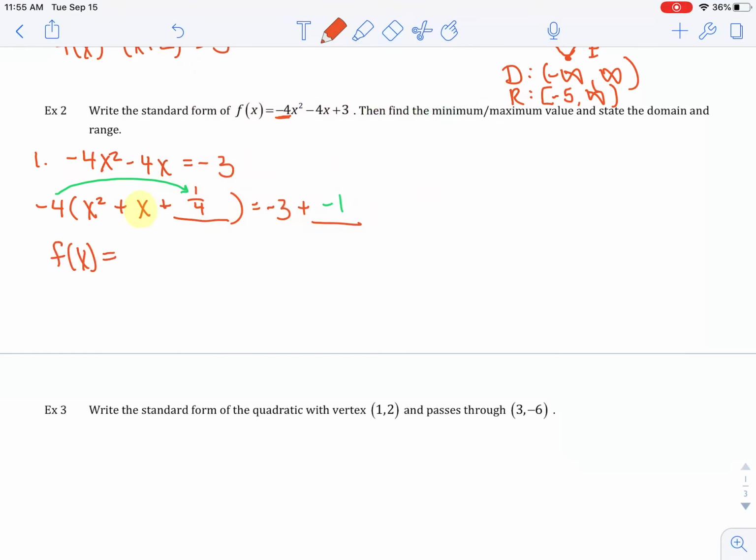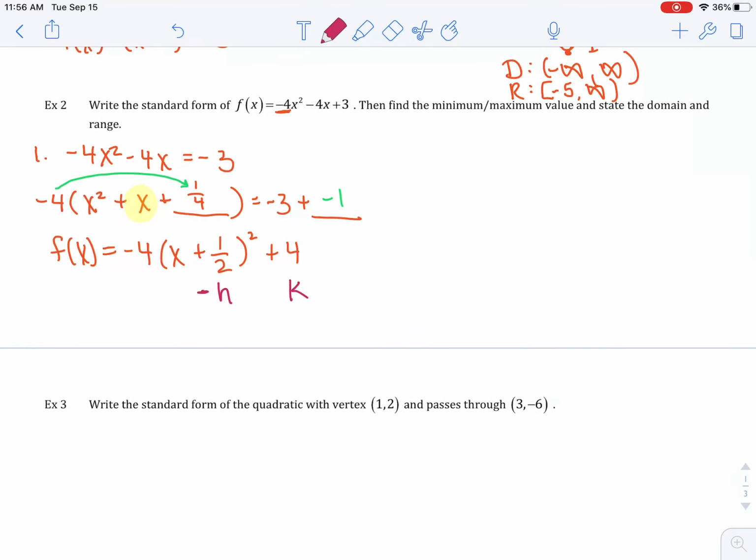f of x, keep the outside -4. Now we have x, take the yellow term divided by 2, that doesn't change, so that's 1/2. If I cleaned up the right side, that would have been a -4, and then inverse operation, moving it to the other side, was a +4. So we have our h and our k. Remember, it's a -h, opposite.